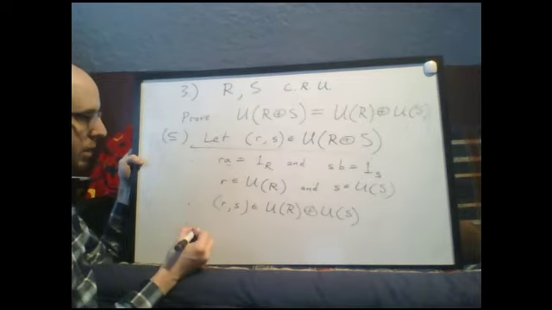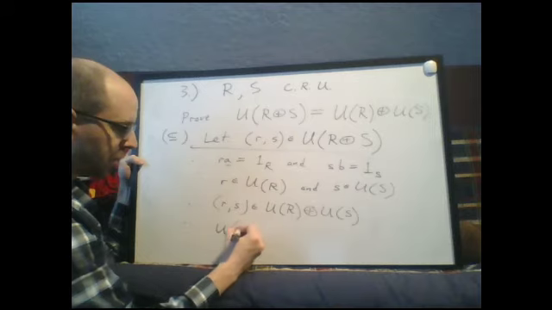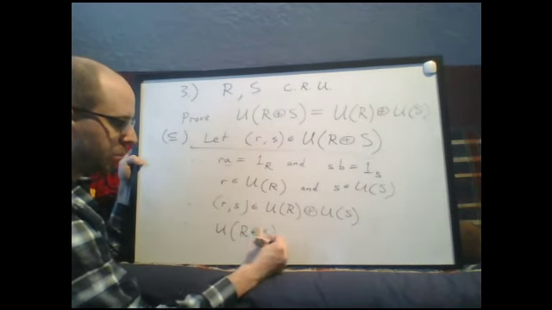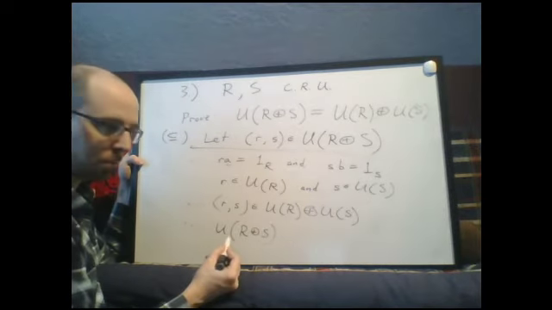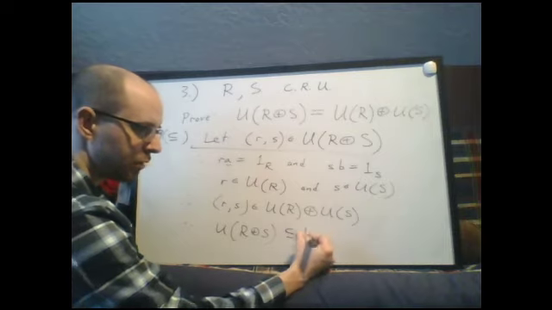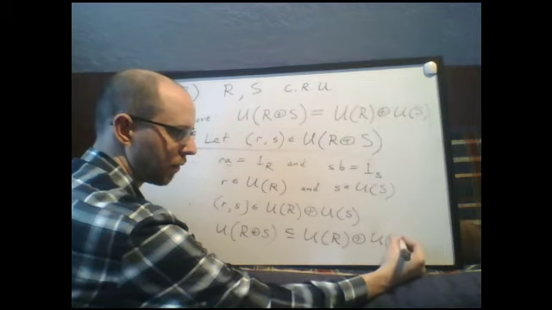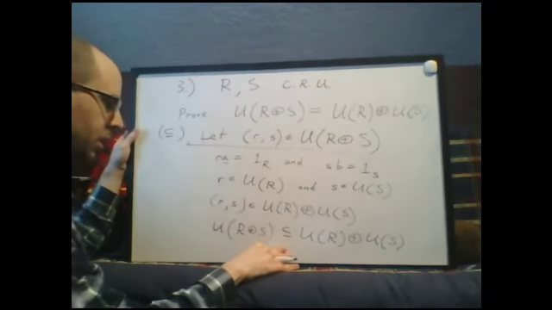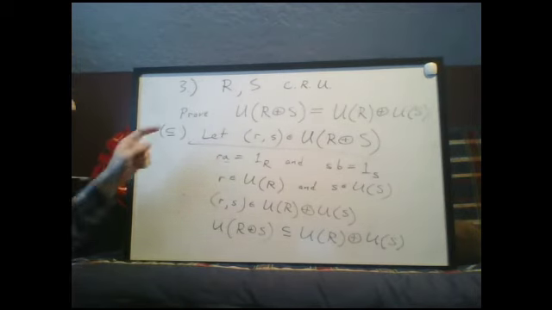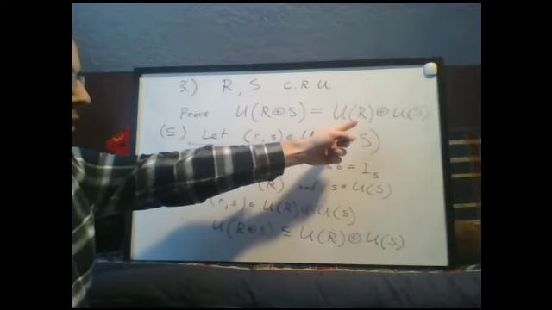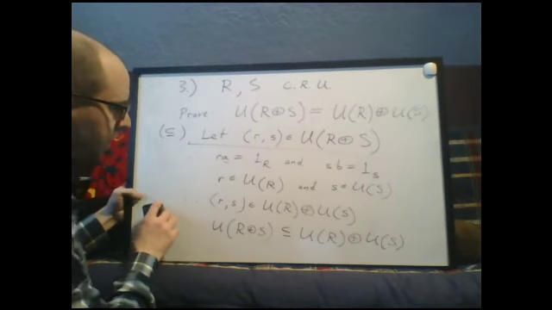So that tells us that since we started with something that was in U of R plus S, we showed it was also here, that tells us that U of R plus S is contained inside of U of R plus U of S. This marker is getting low as well. Okay, so that tells us this side is contained in this side. Now we need to do the other direction, which is going to be very similar, I think. But let me erase.